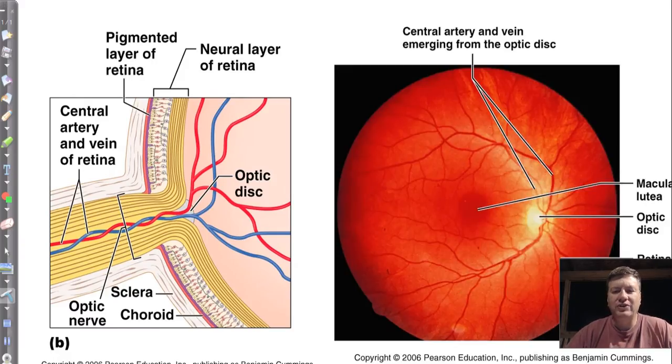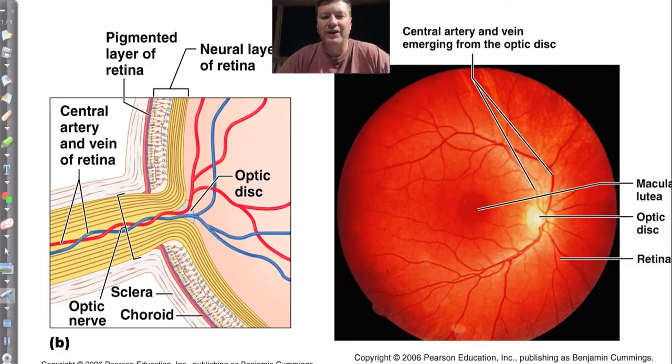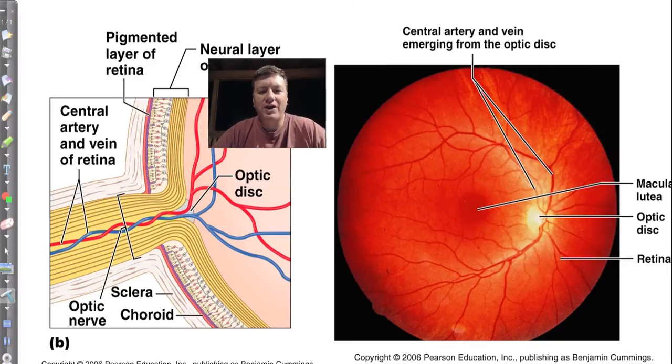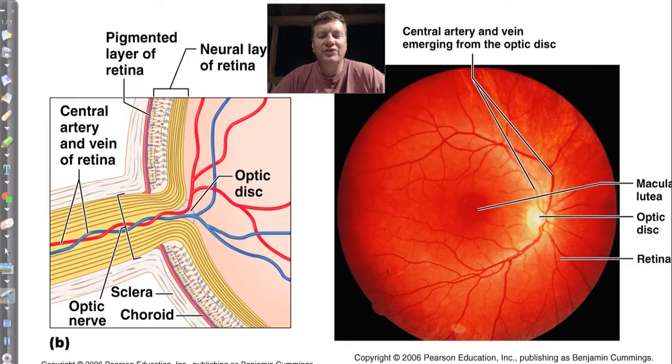Okay, this is just showing you the optic disc again. So here you see, once again, there are no rods and cones because we have to have the entrance of blood vessels and the exit, rather, of the nerve tissue. So that's the one spot we're not going to find any kind of photoreceptors.